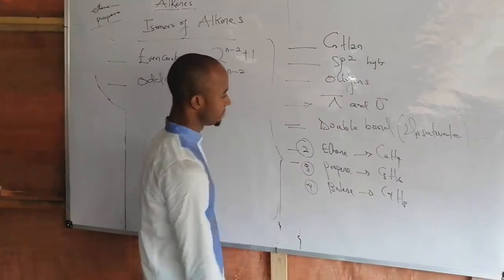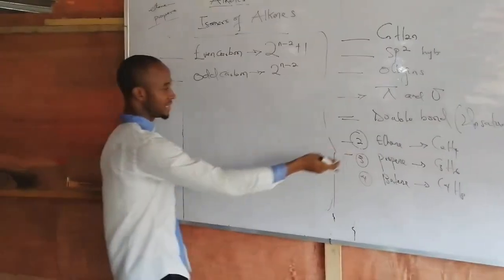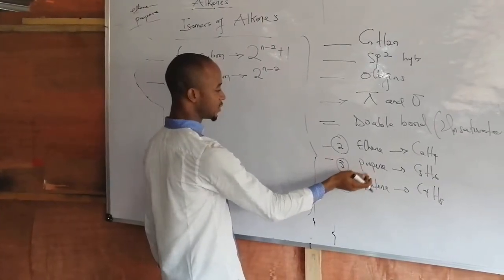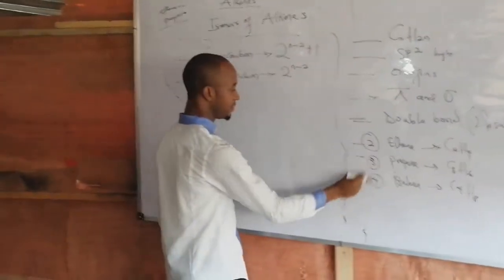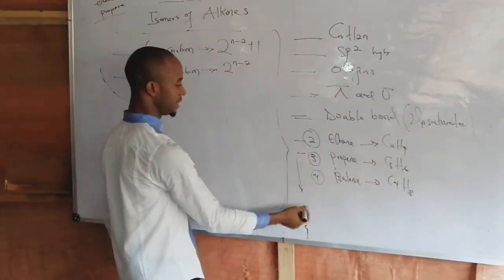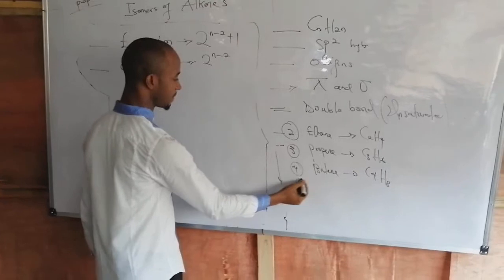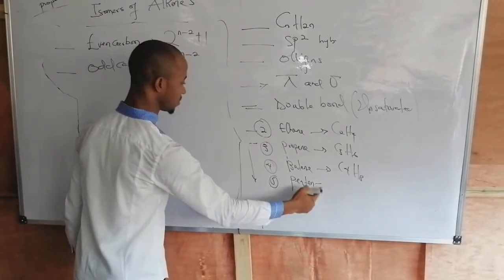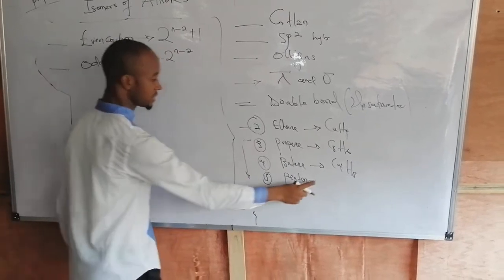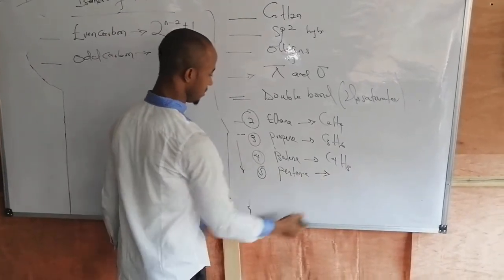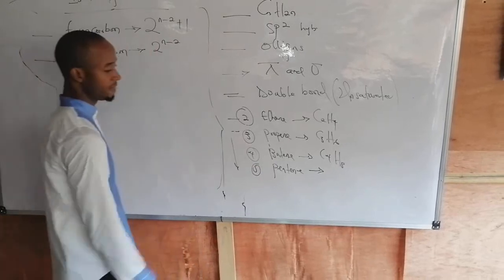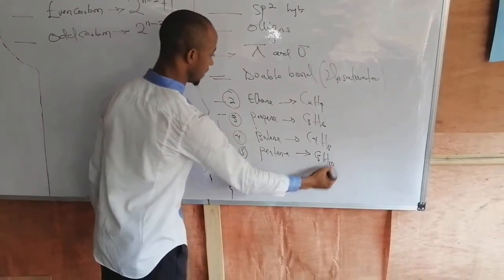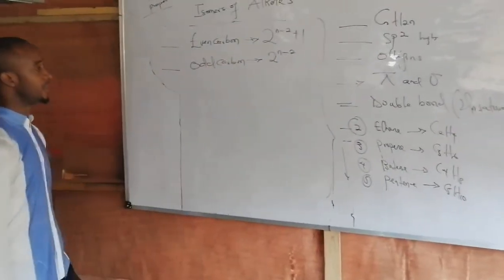In finding isomers of alkenes, you must understand that ethene has just one isomer. But propene has 2 isomers. Let's start from isomers of propene, then we look at butene. The next member is pentene, that is C5H10.